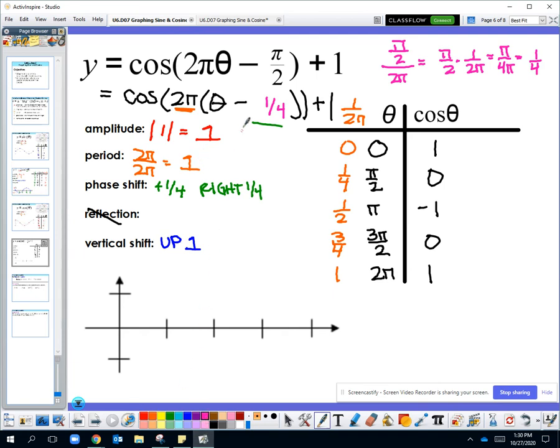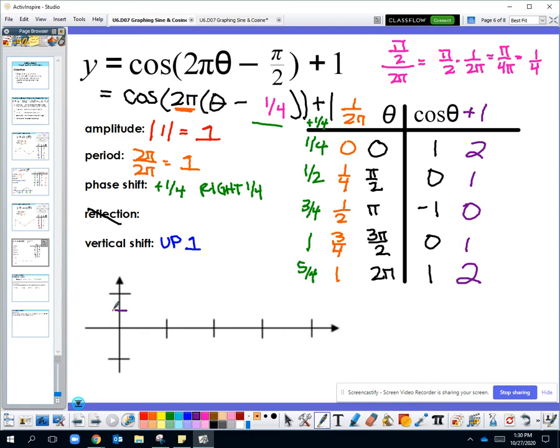The next thing we need to do is move everything to the right 1/4. So we need to add 1/4 to all of these values. So I have 1/4, 1/2, 3/4, 1, and 5/4, or 1 and 1/4 if you like mixed numbers. Then at the back of my function, I don't have anything I need to multiply out front, so I'm just going to add 1 to the end, notching everything up 1 unit.